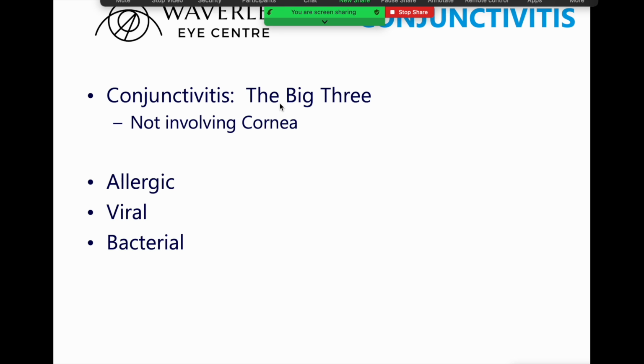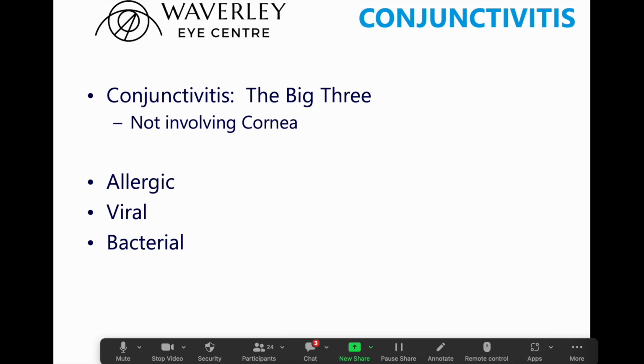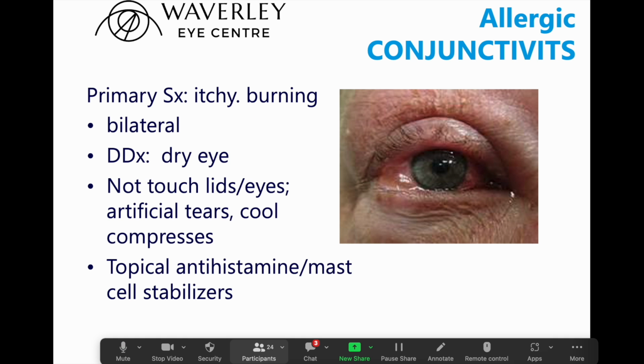All right. Let's talk about conjunctivitis. So this is an issue just affecting the conjunctiva. The big three, and these are not affecting the cornea. So this is just affecting the conjunctiva. We've got allergic, viral, and bacterial. Allergic conjunctivitis, oftentimes it's bilateral. I mean, if it's an allergy, why is it only affecting one eye? That'd be weird. But the differential that you're looking at, it can often be dry eye if they have an itchy bilateral red eye.